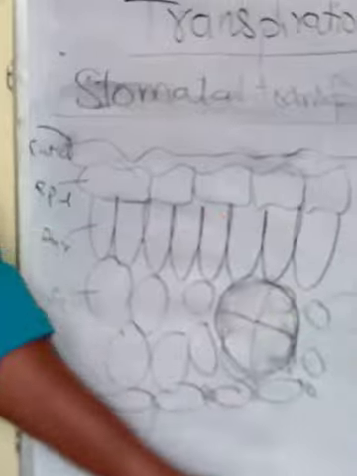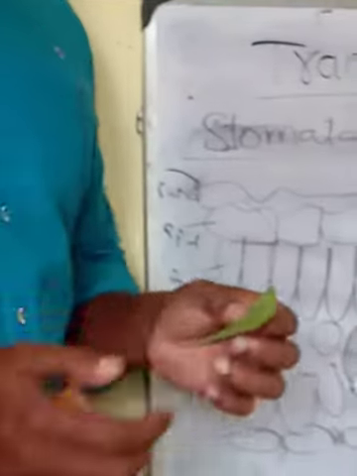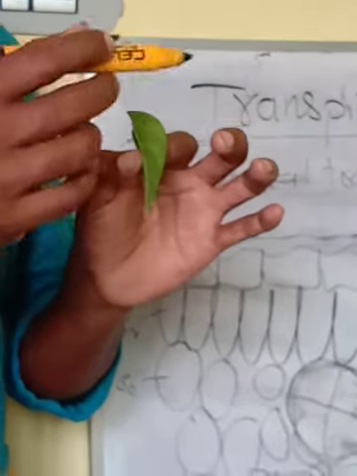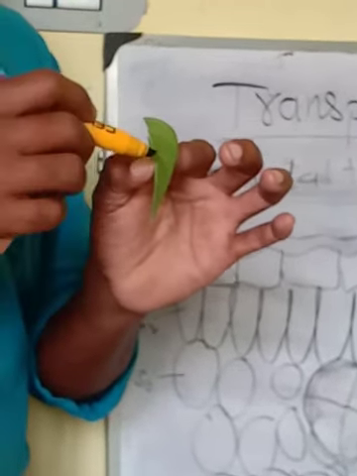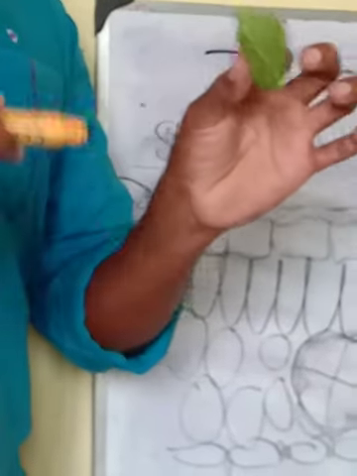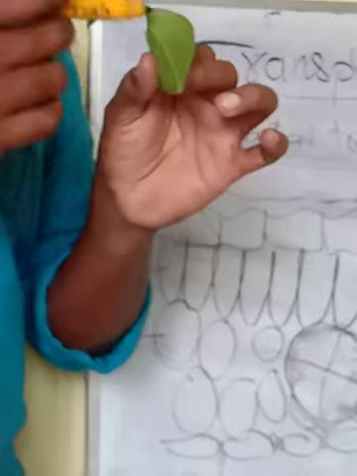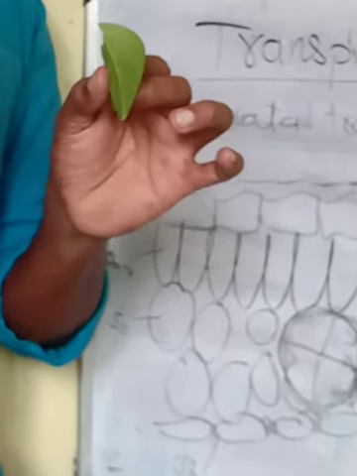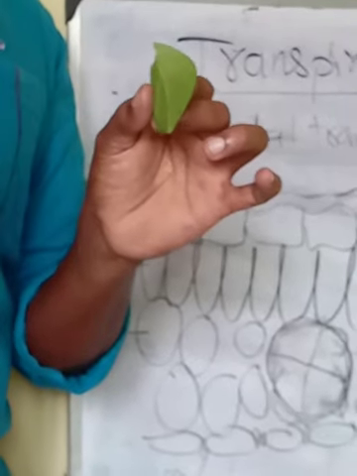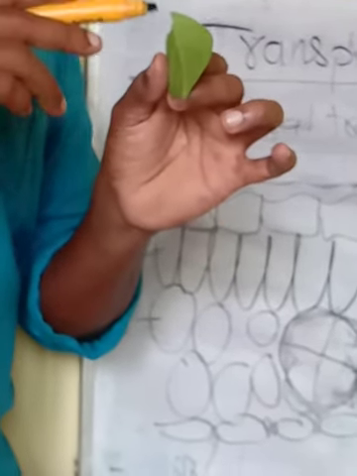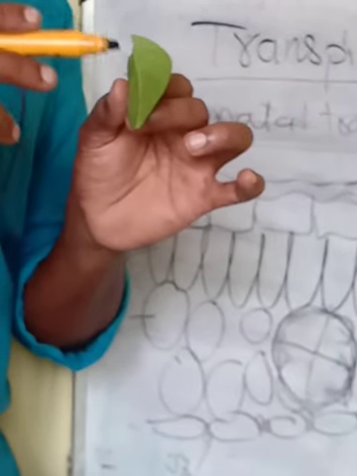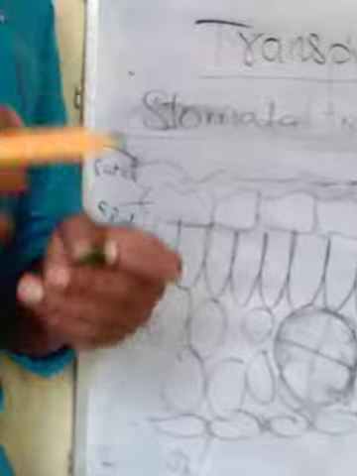In the leaf there are small holes, and through those holes transpiration happens. Such transpiration is called stomatal transpiration. Once again, in the leaf there are small holes, and through these holes exchange of gases takes place, meaning carbon dioxide goes in and oxygen comes out. Other than that, water is removed in the form of water vapor. Such transpiration is called stomatal transpiration.